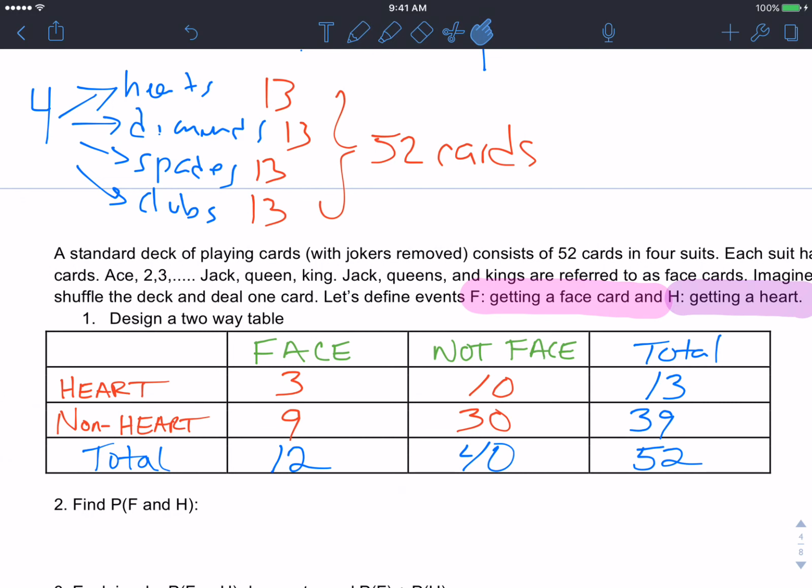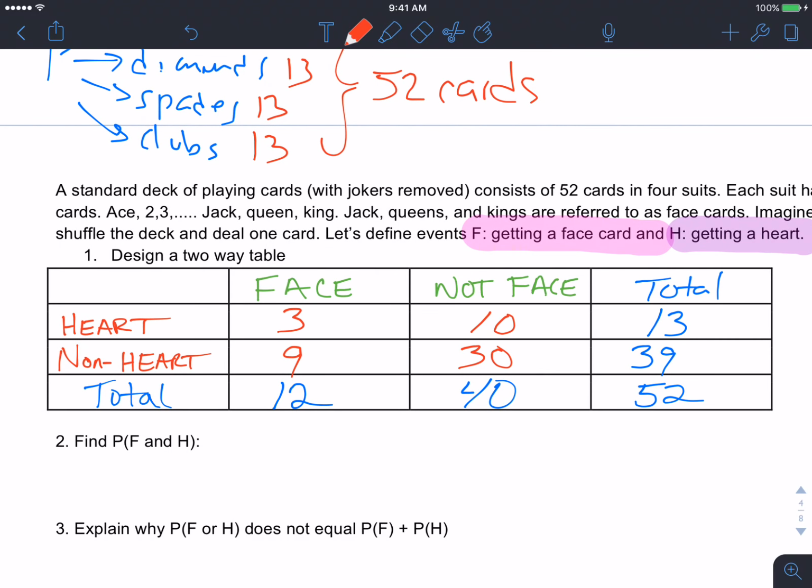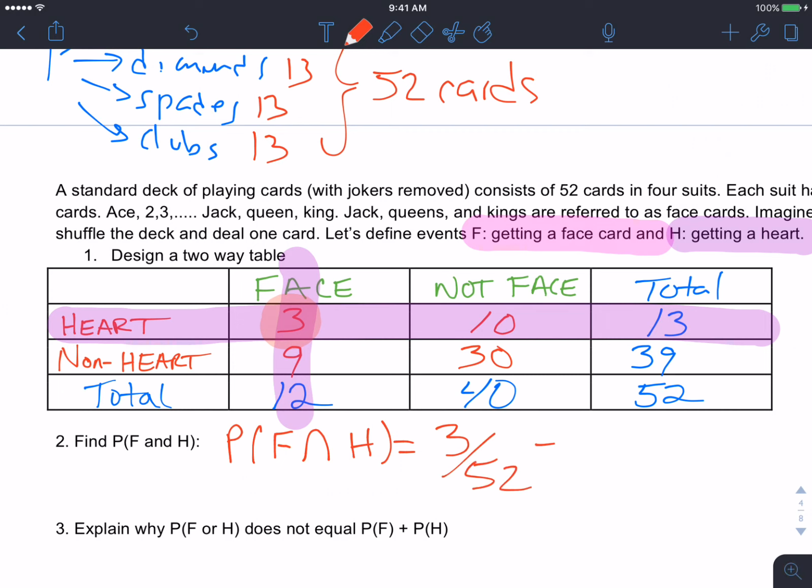So I want the probability of a face card and a heart, the probability of F and H. Essentially I am going to look where these things overlap. Here's my heart and here's my face, and notice I have a nice intersection right there. So the probability it's a face and a heart is 3 different options out of a total of 52 cards. So my probability is 0.058.